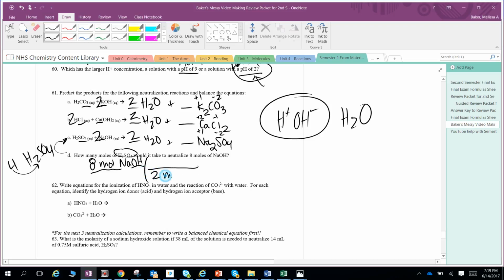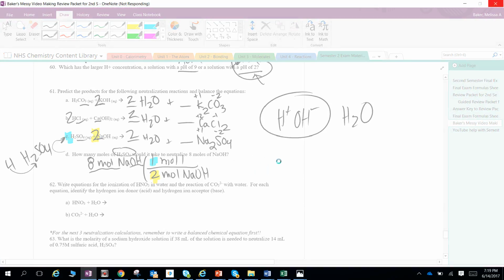For every 2 moles of NaOH, and again, I'm getting this from out front here, there's only 1 mole of H2SO4 required. So 8 times 1 divided by 2, final answer, 4 moles of H2SO4.